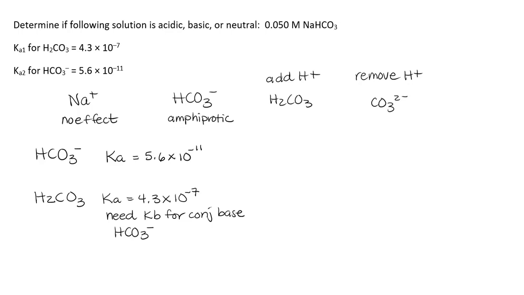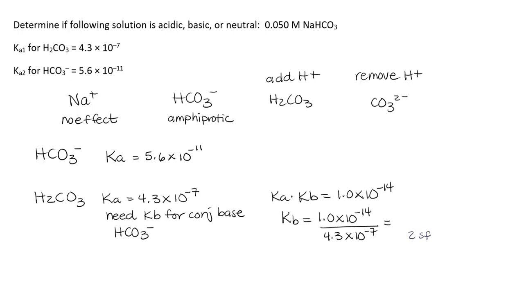So I use the formula Ka times Kb equals 1.0 times 10 to the negative 14. I'm calculating a Kb, so Kb equals 1.0 times 10 to the negative 14 divided by the Ka for the conjugate acid, which is 4.3 times 10 to the negative 7. This calculation will be rounded to 2 sig figs. When I do the math, I get 2.3 times 10 to the negative 8.